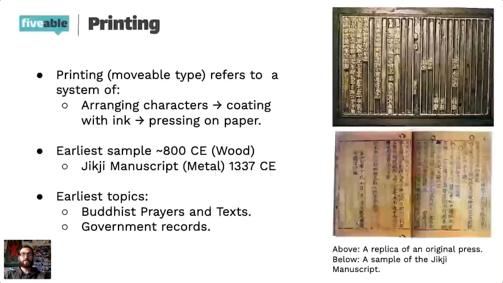That's true. So, what are these early books that we have? What are they all about? The ones out of Asia? Well, they're about two things. They are either about Buddhism, pretty much all about Buddhism, or they're about government records, specifically taxes.